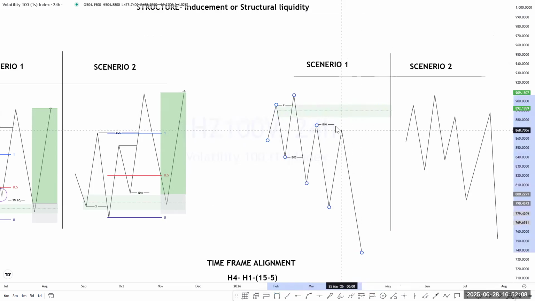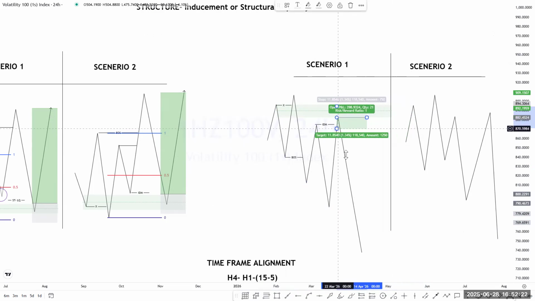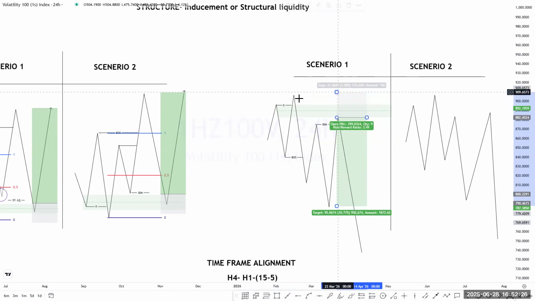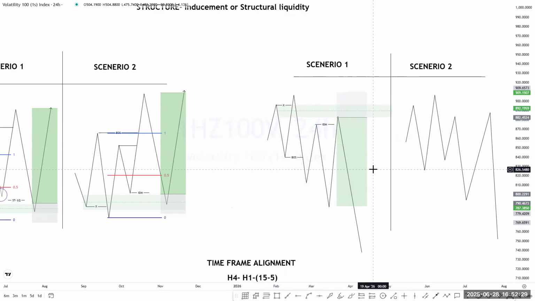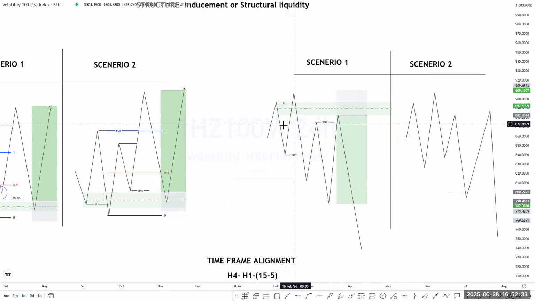Then you wait for price to take the inducement. Price always grabs liquidity. Enter from the QML. Your TP is going to be this low, and your SL is going to be above. Target your 1:3. This is scenario one. Now scenario two is slightly different.